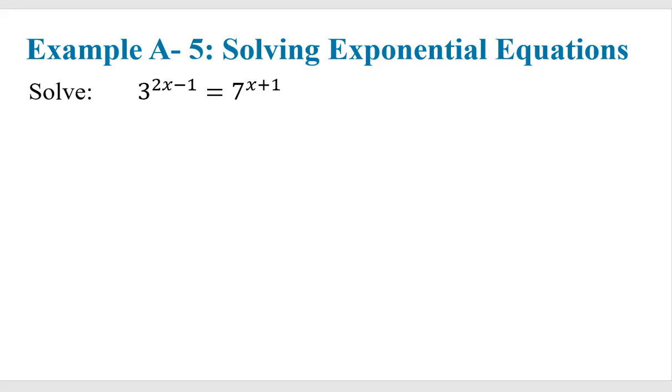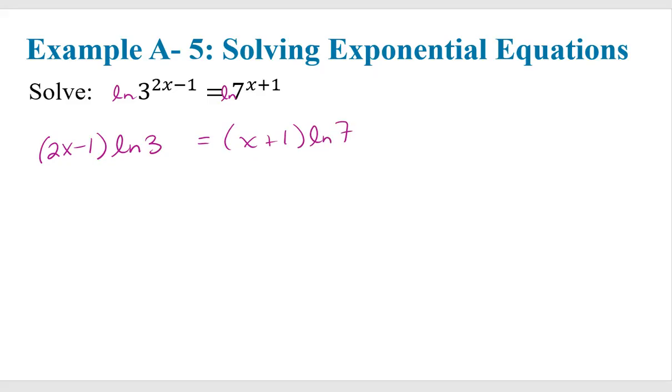And like I said, I prefer the natural log, so I'm going to do the natural log of this left-hand side and the natural log of the right-hand side. When I do that, I can utilize my power rule. So those powers, that 2x minus 1 is going to come down in front. So I'm going to have 2x minus 1 times the natural log of 3 equals x plus 1, that power comes in front, and then times the natural log of 7.